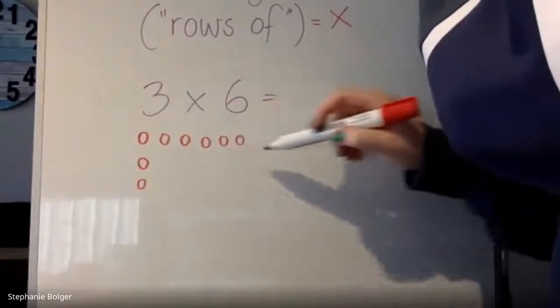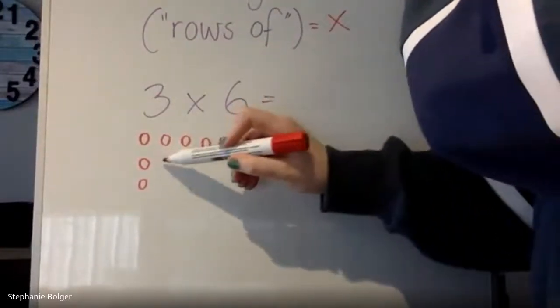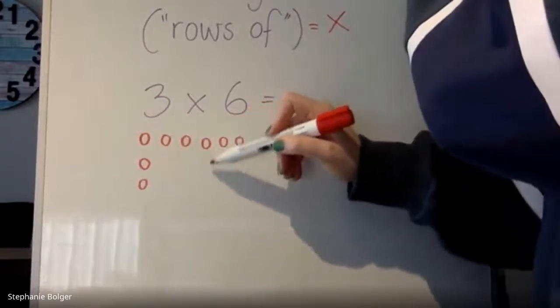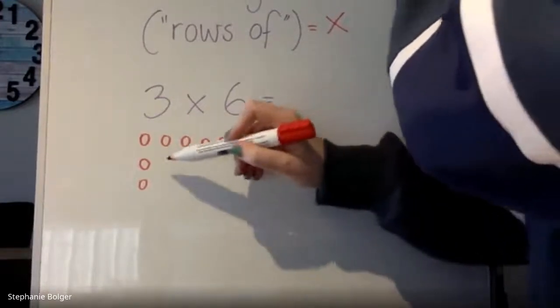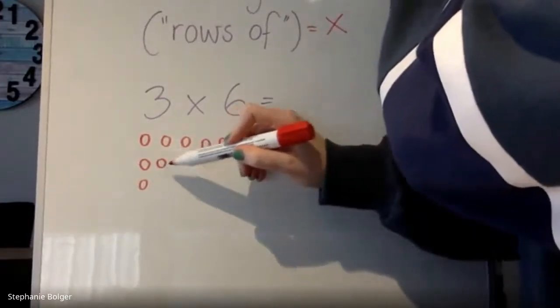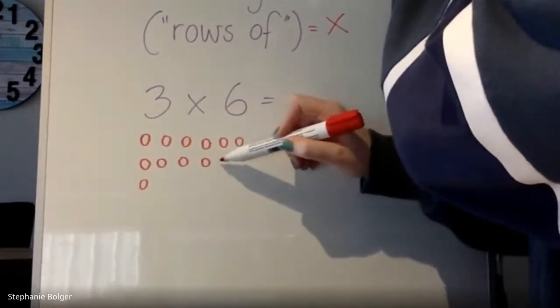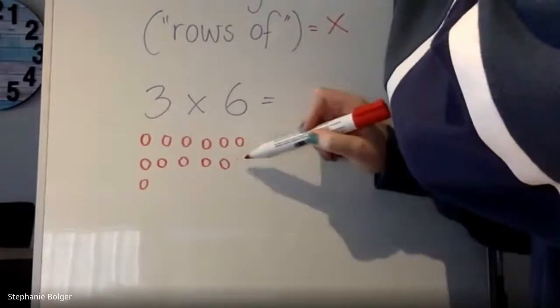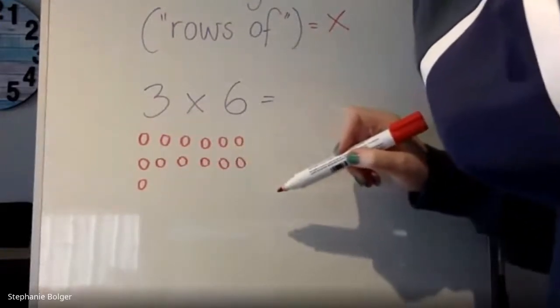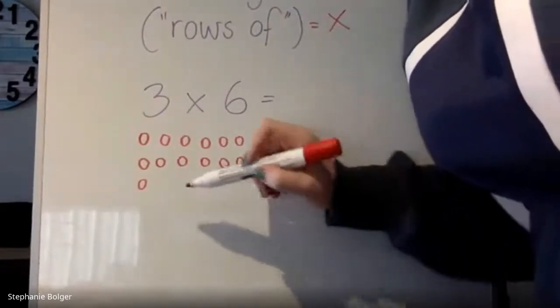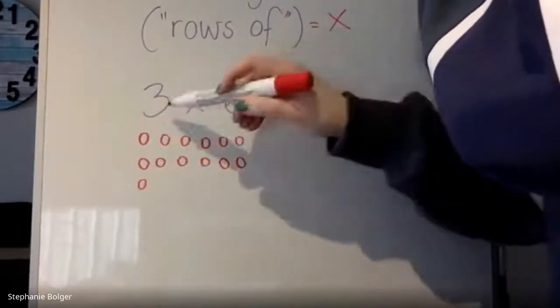Okay, and now I'm going to fill in the rest of my rows, making sure I'm doing everything in line so it's neat and I can see what I'm doing. Okay, there's my second row of 6. So now I have 2 rows of 6, but I need 3.